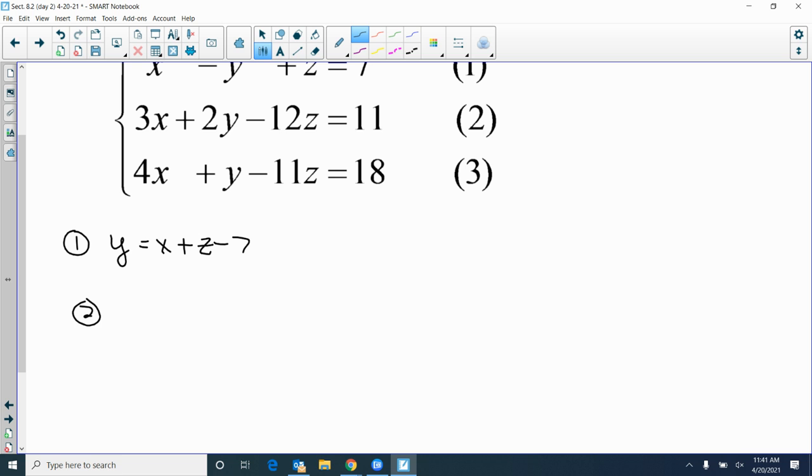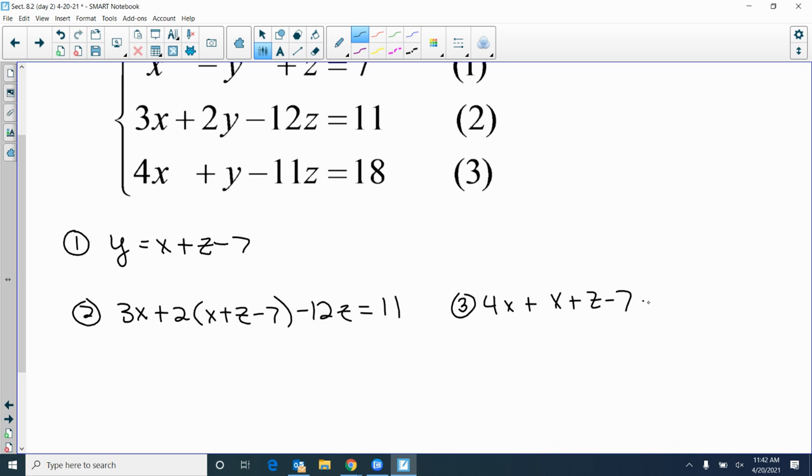So equation 2, 3x plus 2y, y gets taken out. I got x plus z minus 7 minus 12z equals 11. I'm going to go side by side and work down because I have to do some simplifying. Equation 3 becomes 4x plus y. Since it's plus y, I don't need to put it in parentheses. I'll be okay if I just write x plus z minus 7 minus 11z equals 18. Combine, distribute, combine like terms, get your constants to the other side, we'll see where we're at.